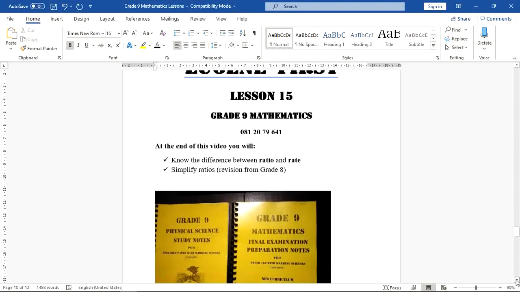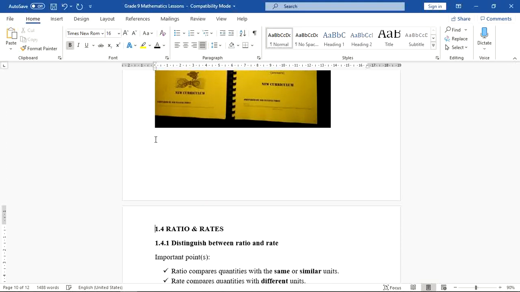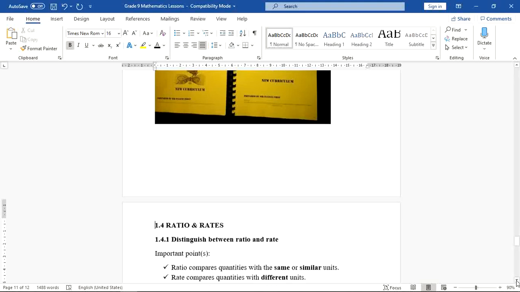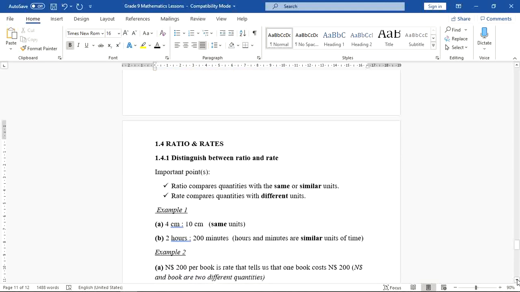Now, we are going to look at the difference between ratio and rate. Ratio compares quantities with the same or similar units. So they are all comparisons. Both ratio and rate, you are comparing two quantities. It's only that with the ratio you are comparing quantities with the same or similar units, while with rate, you are comparing quantities with different units. So the units are different. They are not the same at all.